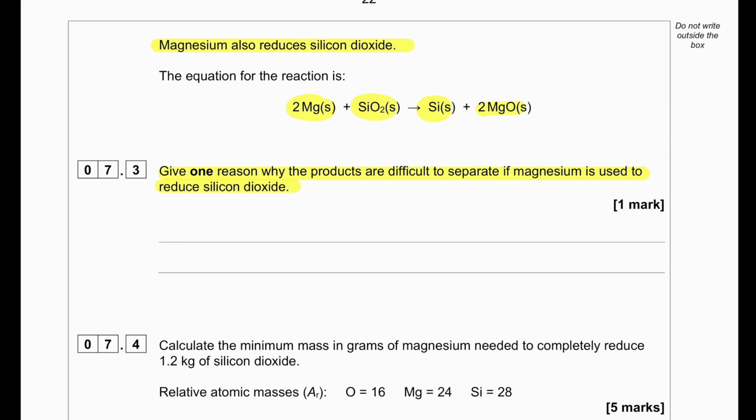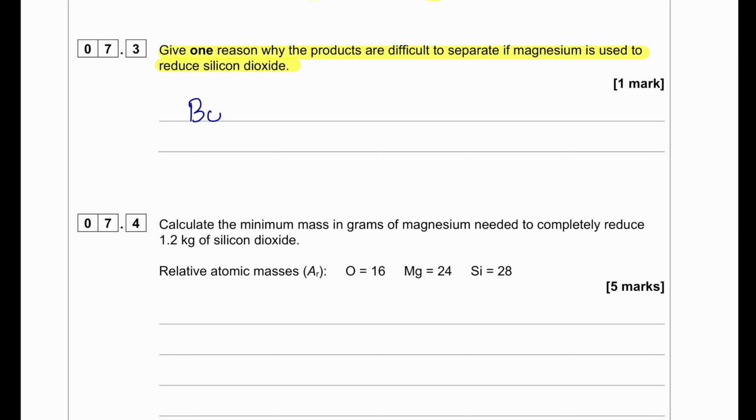What happens is that they can mix together and we won't be able to separate them out by normal means. Probably a chemical process can then be used to separate them out. However, it can prove to be very difficult.